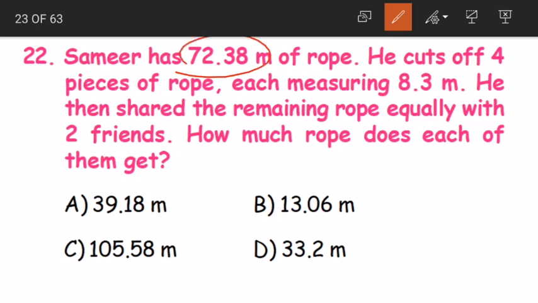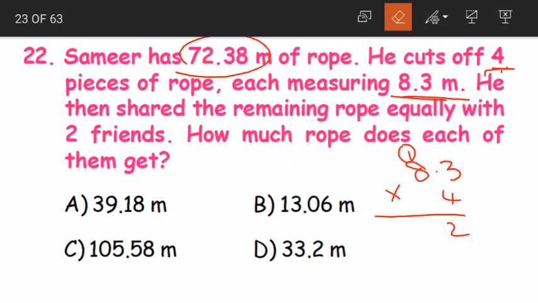From the 72.38 meters, he has cut 4 pieces. And what is the length of those 4 pieces? Each piece is 8.3 meters. Then the length of 4 pieces will be equal to how much, children? We need to multiply 8.3 by 4. Yes, 4 3s are 12.